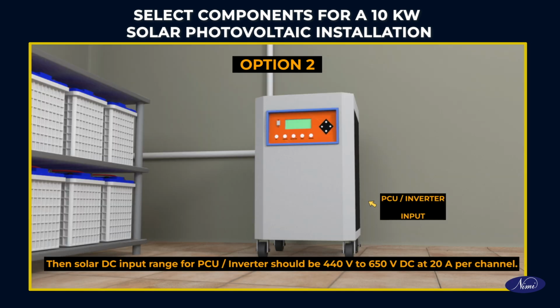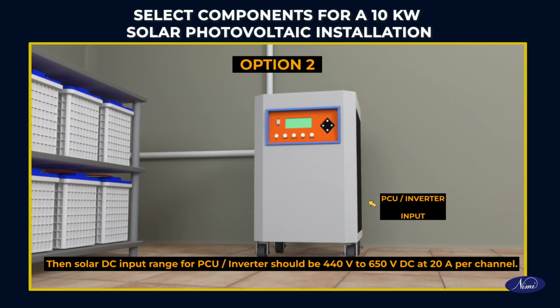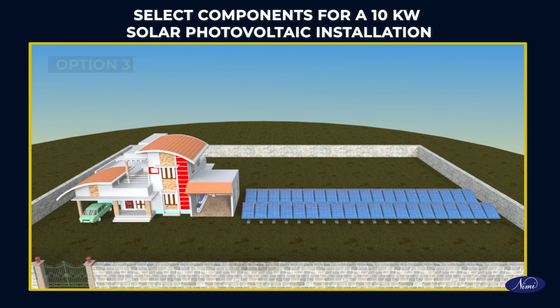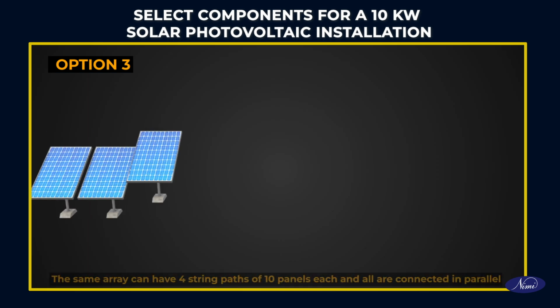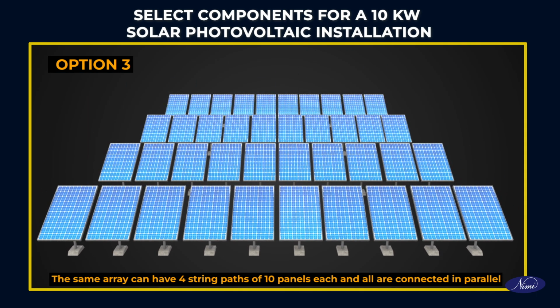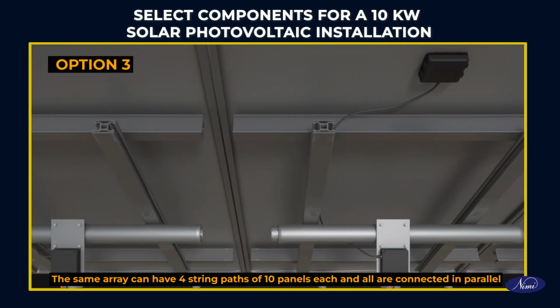Then, solar DC input range for PCU or inverter should be 440 volts to 650 volts DC at 20 amperes per channel. Select components for a 10 kilowatt solar PV installation. Option 3. The same array can have 4 string paths of 10 panels each and all are connected in parallel.